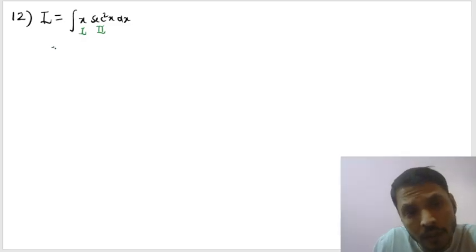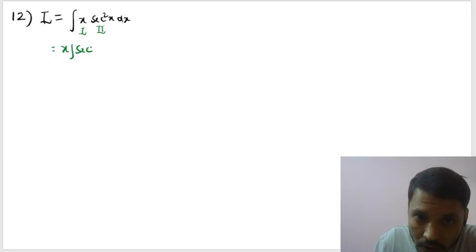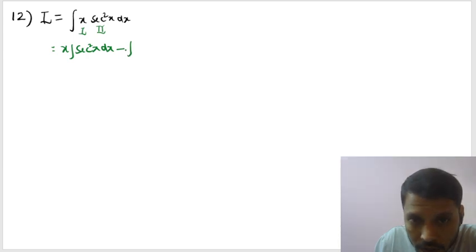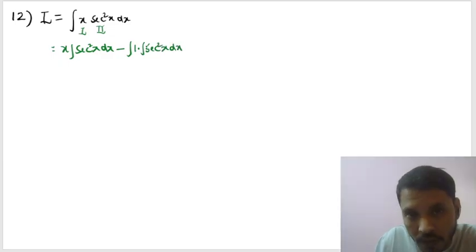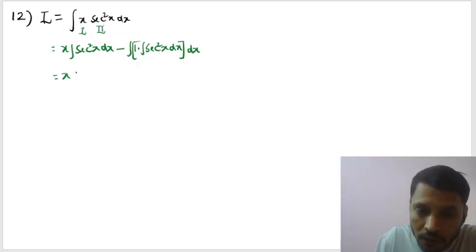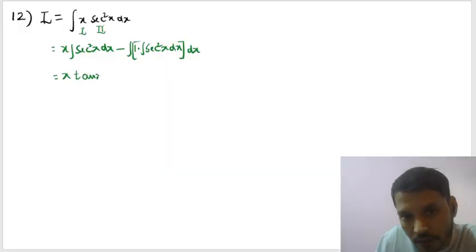According to by parts, the first function stays outside and we take the integration of the second function, and the second function is just secant square x into dx. All right, minus the integration of the derivative of the first function. I am directly writing it will become 1, and then the integration of the second function, secant square x into dx. Correct. And here we should take one bracket, and after that also we need to take one dx. Now x is as it is, and we know that the integration of secant square x is tan x. So it will become tan x.